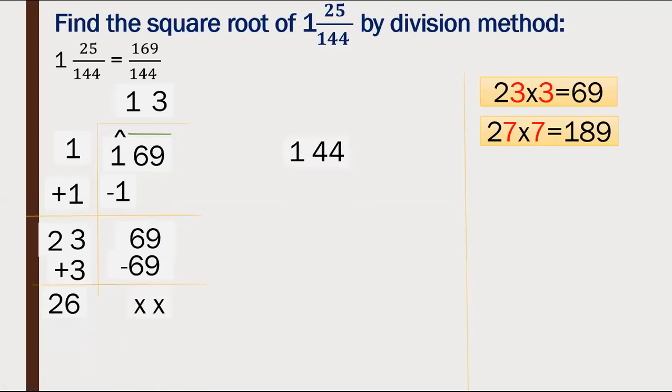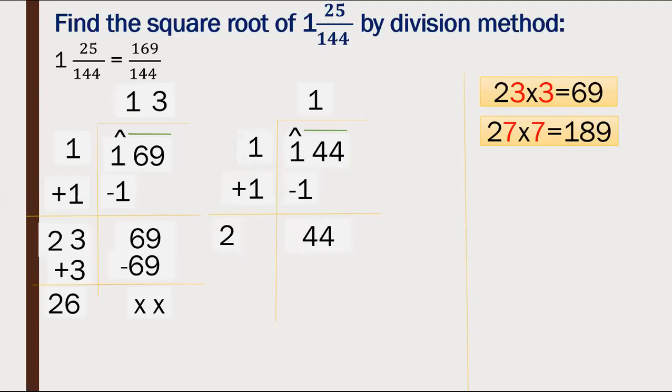And what about the denominator? 144 is here. So there is a cap on 1 and there is a pair of 44. So 1 into 1 is 1. Okay. And on the left hand side, 1 plus 1 is 2. Now we have to copy the pair, the whole pair at once. Keep in mind that we are not allowed to just copy one number. As it is a pair, we have to copy the whole pair at once.